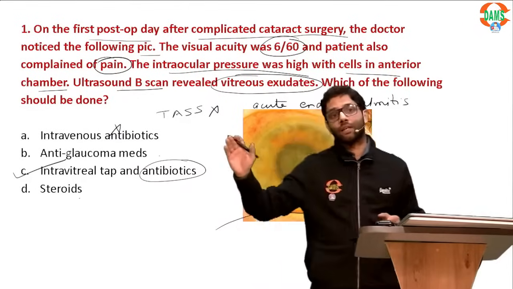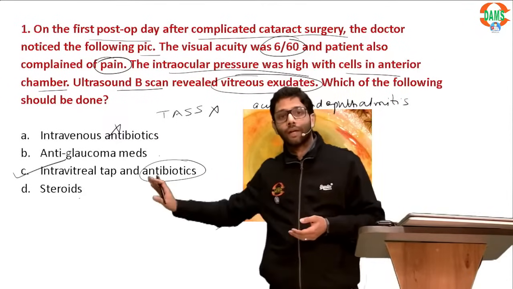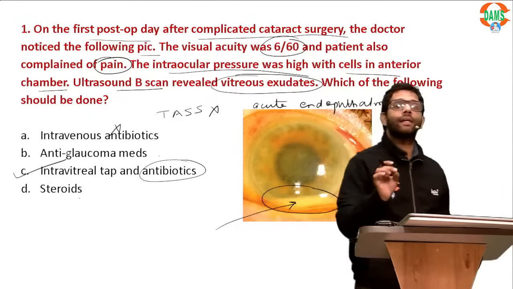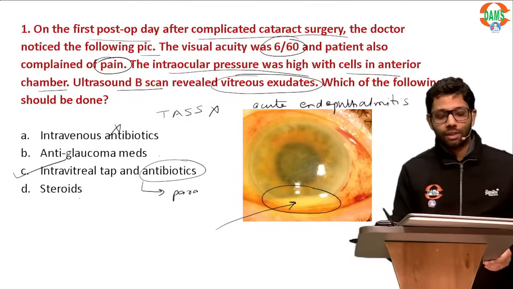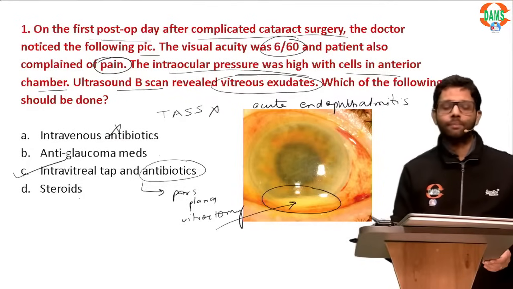Alright, and if that is not able to solve, then evisceration is done. If endophthalmitis, the answer is intravitreal antibiotic. If that is not able to solve, vitrectomy is done. Pars plana vitrectomy. All the intravitreal injections are through the pars plana route. So pars plana vitrectomy is done for non-resolving endophthalmitis.